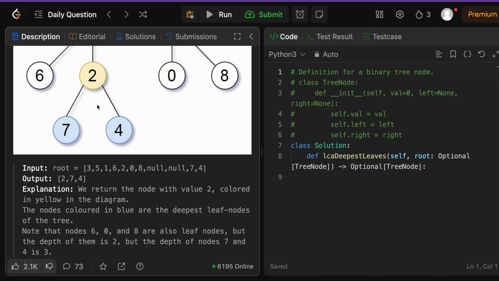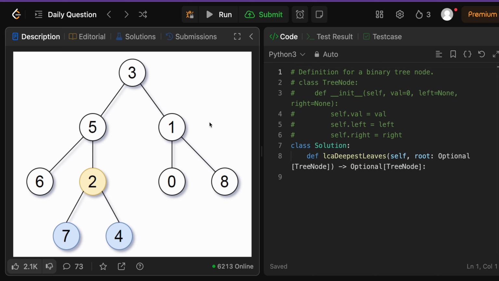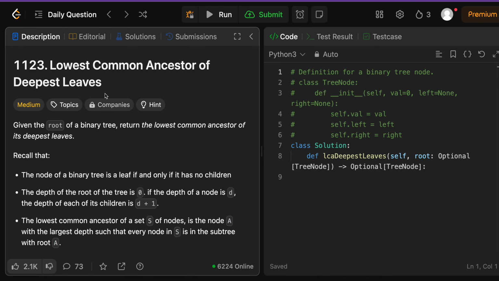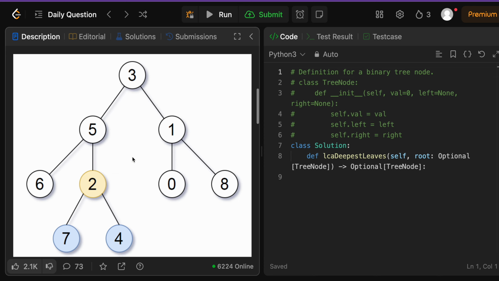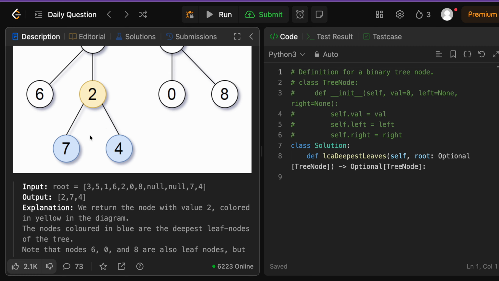Now, going back, we see that nodes 6, 0, and 8 are still leaf nodes. Why? Well, because they still have no children, no left or right subtree nodes. However, if you go back and look at the definition of depth, we know the root has a depth of 0. We know these two nodes have a depth of 1. These four nodes have a depth of 2. However, these two nodes, 7 and 4, have a depth of 3. We want the leaf nodes with the deepest depths, and those are going to be the nodes 7 and 4, hence the reason why we only find the lowest common ancestor of 7 and 4, which we know is going to be in the left subtree that connects them, which is going to be that 2 node, right? That's the reason why that's our output for those two corresponding 7 and 4 leaf nodes.